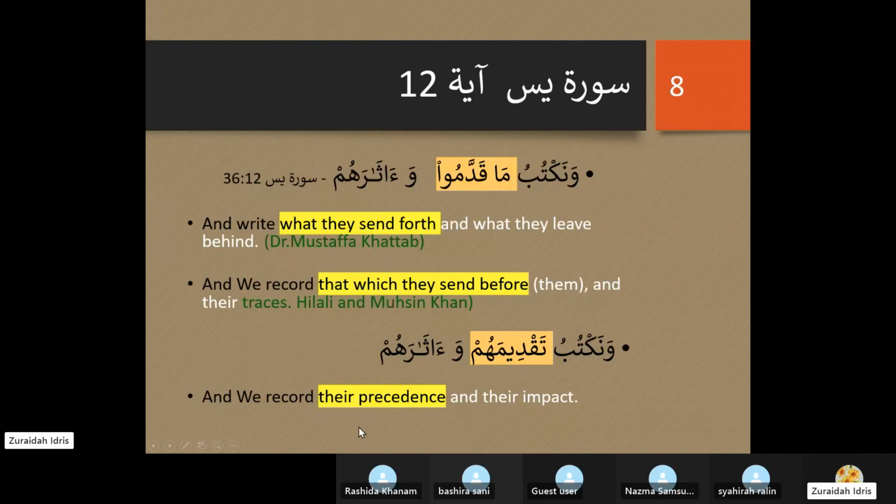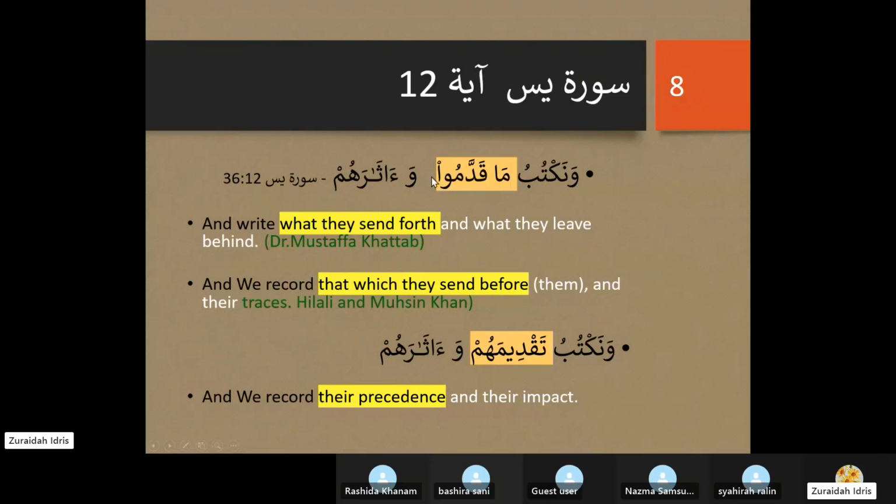So, and we record their precedents, whatever it is that they have done, and the effect of their actions and their impact. The taqdimahum, whom is the a'id? Whom is not the a'id. The a'id has been dropped. The whom represents the doer here. Them, what they have brought forward. Because when we translate, we still have to maintain what they send. We say their precedent. We still have to maintain that in the meaning of the sentence.